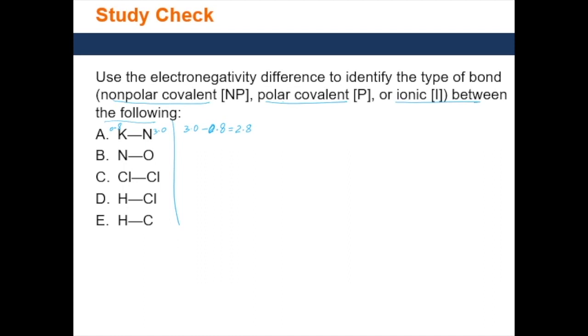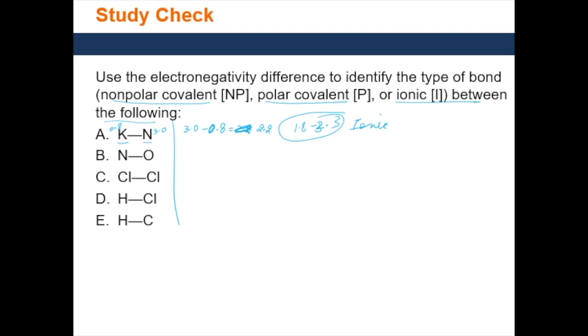Oh, sorry, 2.2. 2.2 means this value lies between 1.8 and 3.3, meaning this is ionic in nature. And you can already know this is ionic because this is a metal, this is a non-metal. Okay, so this bond will be ionic in nature.